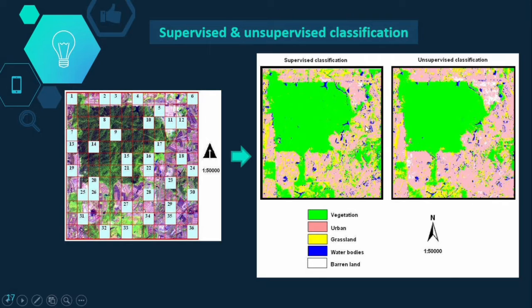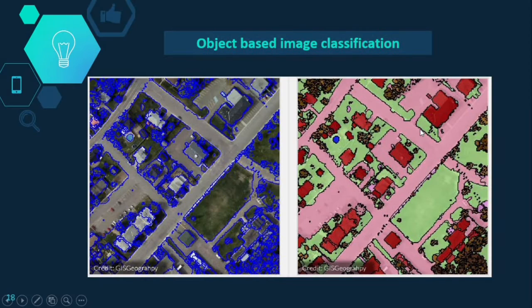Here you can see the ground truth picture obtained by satellite. After the supervised and unsupervised classification, it is converted into something like this. It divides the image into vegetation, urban, grassland, water bodies and barren land. And this is a picture of object-based image classification.